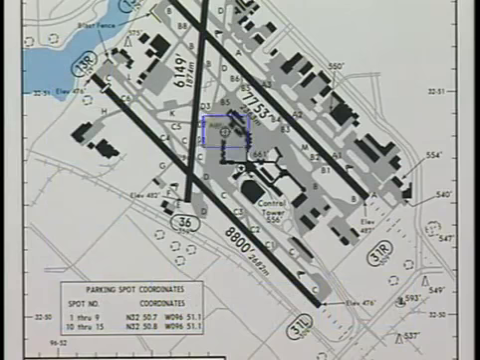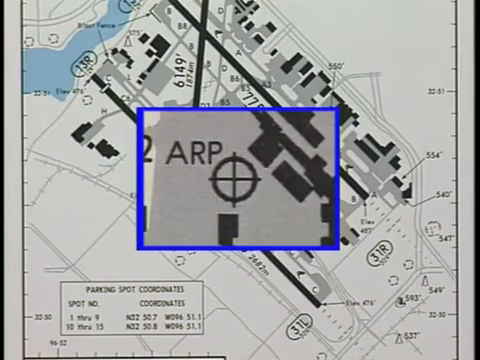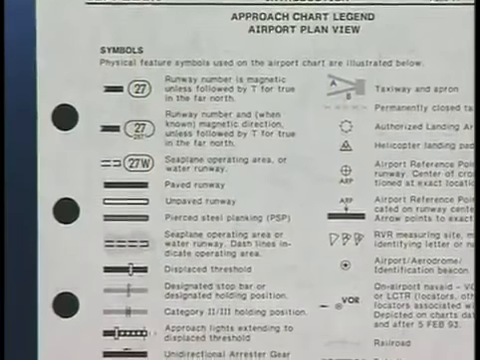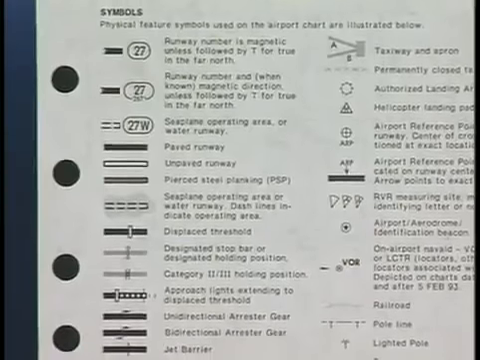The Airport Reference Point, abbreviated ARP, shows the intersection of the geographical coordinates published for the airport. Keep in mind that an ARP may not be designated for every airport. A complete description of each symbol used on the chart can be found in the approach chart legend.